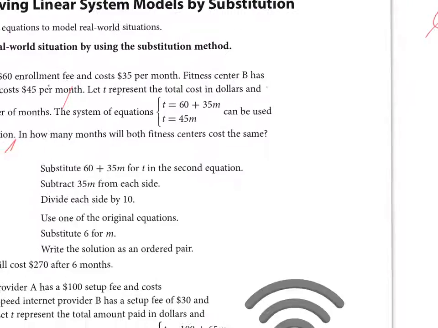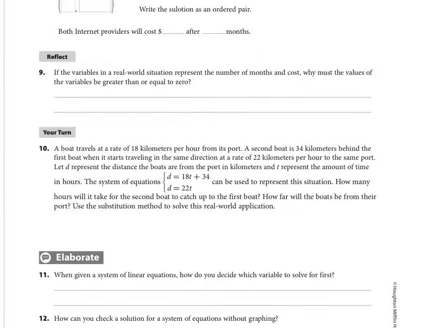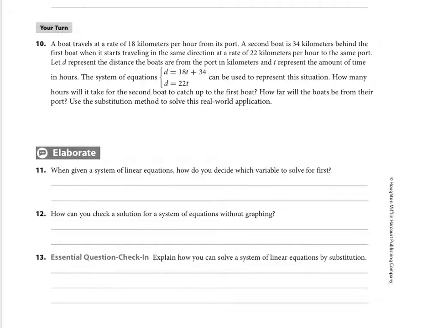So it continues on with this by doing a word problem and implementing it. So what I'm going to do is I'm going to go straight to the your turn. We're going to look at it, and then I'm going to give you the assignment. So right here it says a boat travels at a rate of 18 kilometers per hour from its port. It gives you the second one. It goes through everything, and then all of a sudden it gives you both equations. Well, this one's pretty easy to solve because they are already solved in terms of being written out as the equation. So all I'm going to do is I'm going to take this 22T and plug it in for that D, 22T, sorry, equals 18T plus 34.